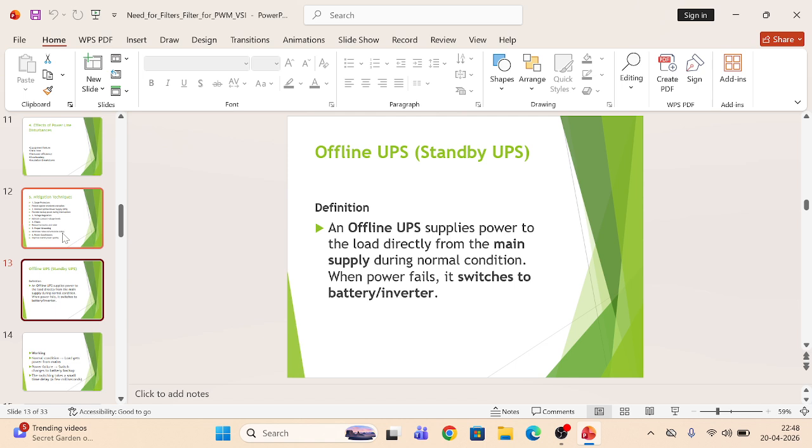Then we are going to see about offline UPS. In offline UPS, during normal condition, the load gets power directly from mains. When power fails, it switches to battery and inverter. There is a small delay in switching. For example, at home, when a power failure happens, the inverter turns on after a small delay. That is called the offline UPS.